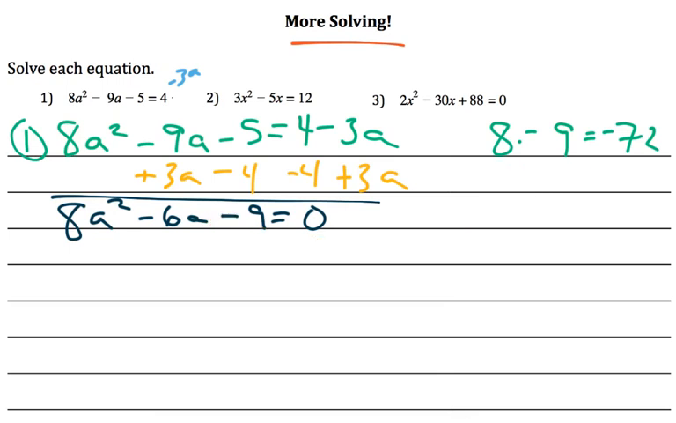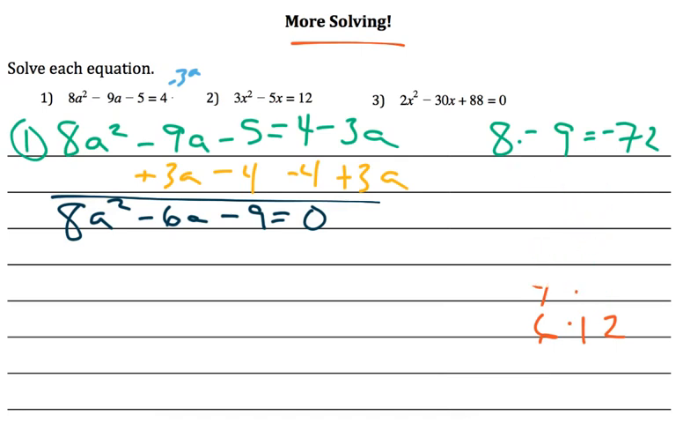Well, 1 and 72 does not work. 2 and 36 doesn't work. 3 and 24 doesn't work. So then maybe 72 divided by 4 gives me 18. No good there. How about 72 divided by 6? And so this 6 and 12 looks to be like our best choice.